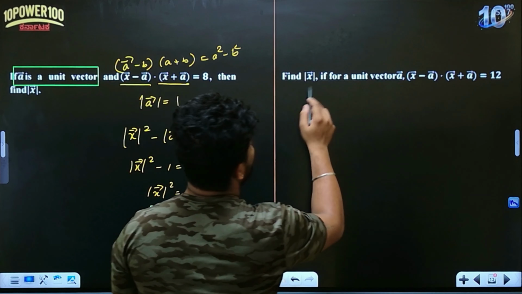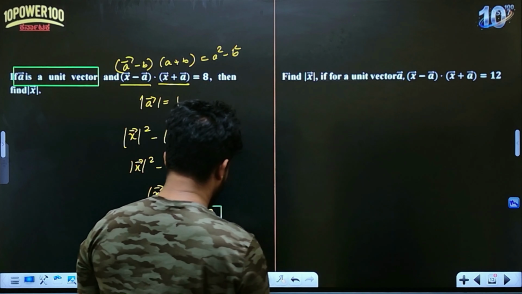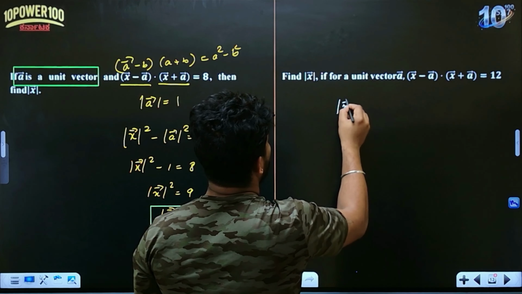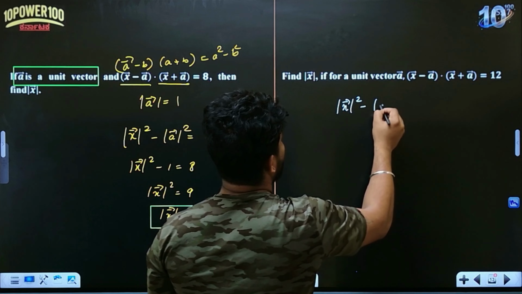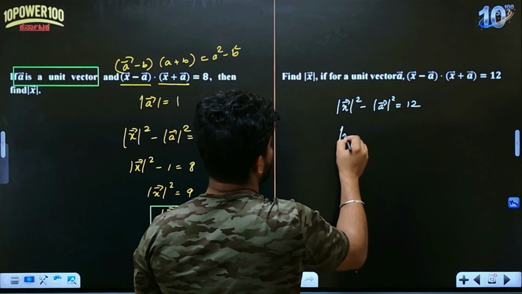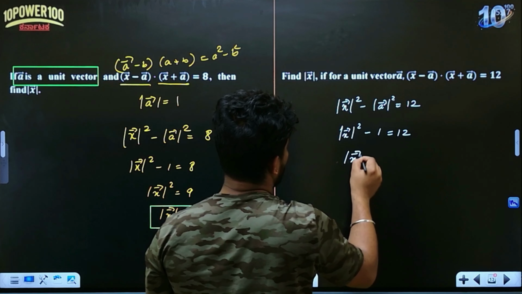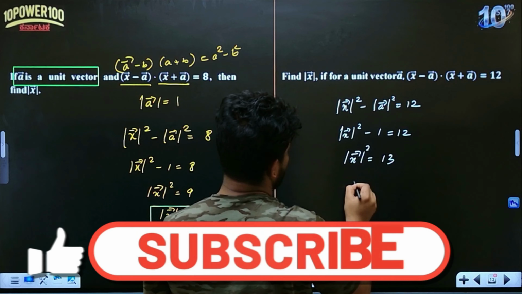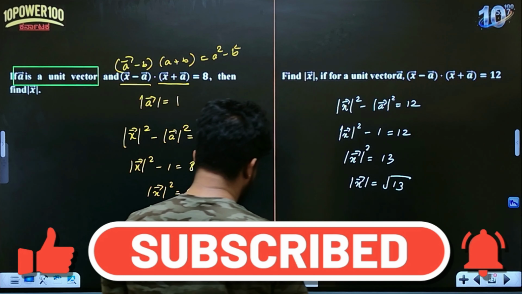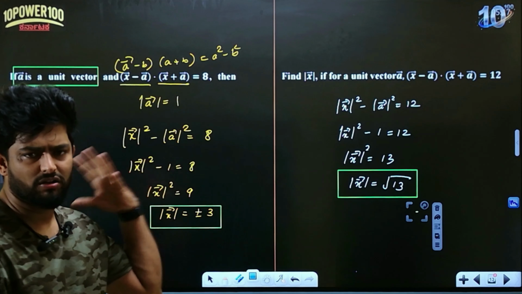Find x if a is a unit vector. Once again the same, but the number is 12, children. Okay, same concept, but the other number is 12. So magnitude of vector x square minus magnitude of vector a square is equal to 12 and this is 1. So magnitude of x square minus 1 is equal to 12. So magnitude of x square is equal to 13. So magnitude of x is equal to plus or minus root 13, or else just plus root 13 is the final answer. It's a very simple concept. You need to know this, okay?